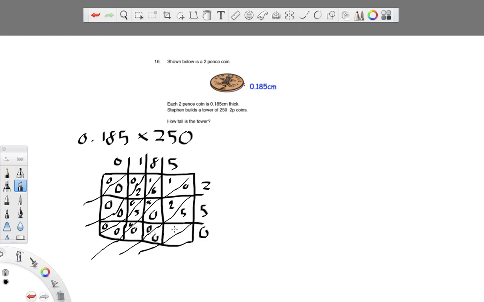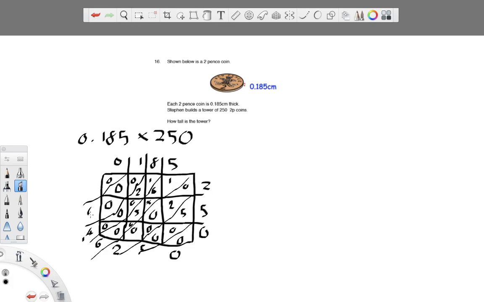Okay, and now we just need to add our diagonals up. So 0 plus 0 plus 5 is 5. 0 plus 0 plus 2 plus 0 is 2. 0 plus 0 plus 5 plus 4 plus 6 plus 1. So 6 plus 4 is 10, plus 1, 11, plus 5 is 16. So write our 6 there, carry the 1 into the next diagonal. We've got 2 plus 1, which is 3. Add the 1, 4.